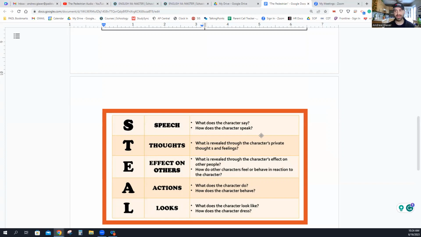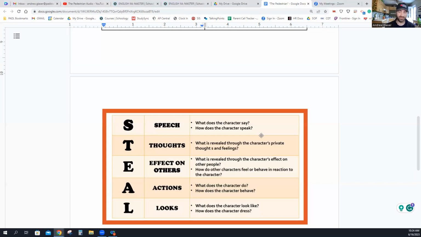You'll focus in a little more on his thoughts, which is the T of the STEAL acronym. Okay, what is revealed about our character through their private thoughts and their feelings? Right? This is, to me, one of the most important parts of characterization, right? Because think about it this way. If anybody had an insight into your private personal thoughts, they'd learn a lot about you, right? So that's something you want to think about.